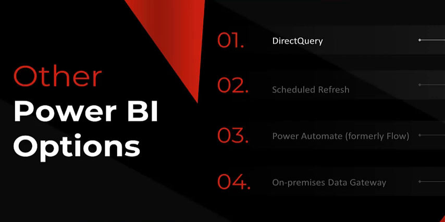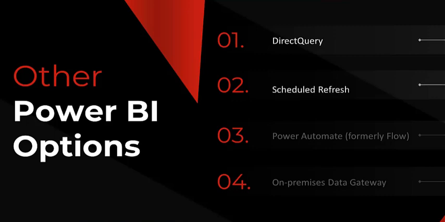1. Direct query. If your data source supports it, you can use the direct query mode in Power BI. This mode enables Power BI to directly query the data source in real time whenever a report or a visualization is accessed. With direct query, there's no need to manually refresh the data as the reports are always up to date. However, note that not all data sources are compatible with direct query.